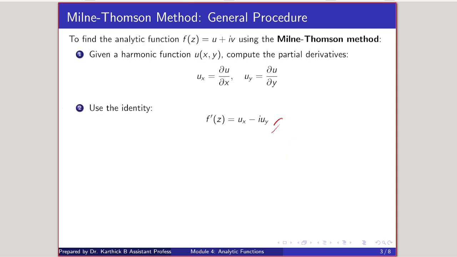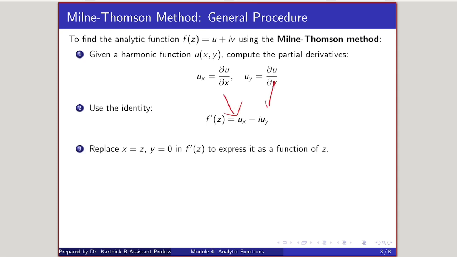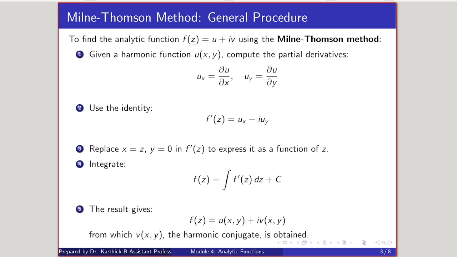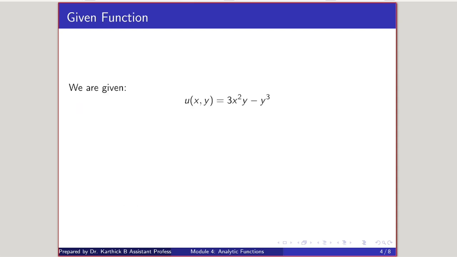So use this identity, and after substituting ux and uy, we will substitute x equal to z and y equal to 0 in this function. Then we will integrate this function. If I integrate f dash of z, I will get f of z. That's the one thing we need, the analytic function. Then we can write it in the form of real and imaginary parts. If they have given u, then we may take v as the harmonic conjugate. That's all. So we start the problem.